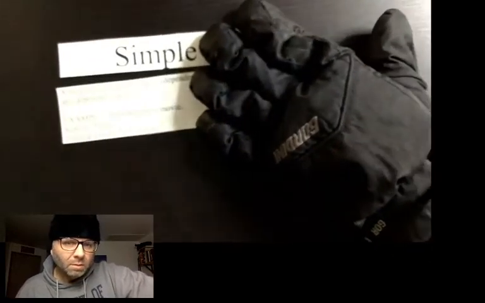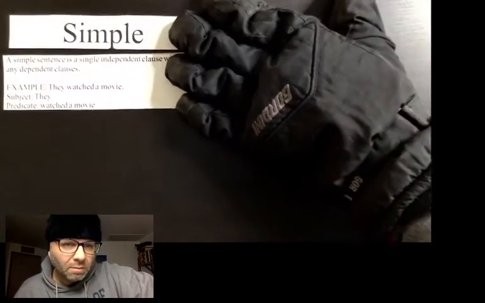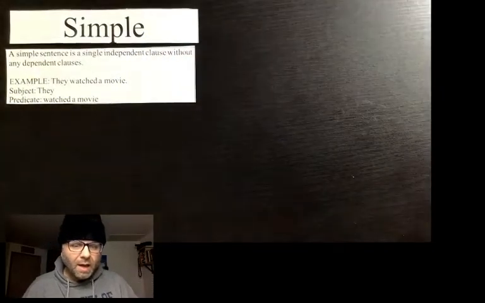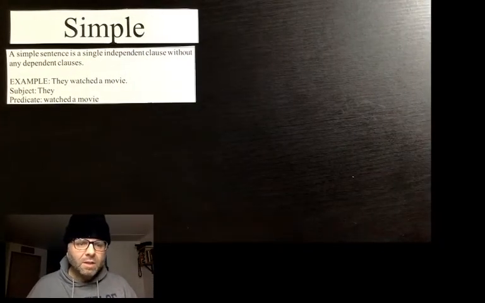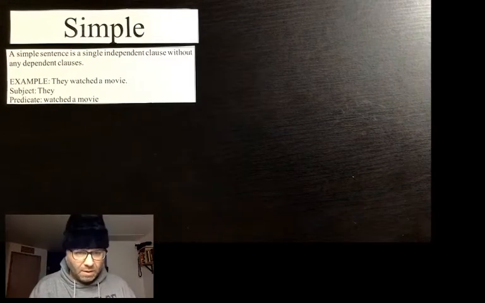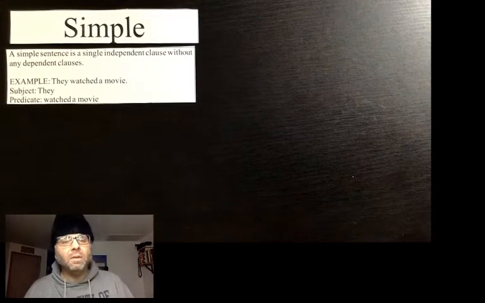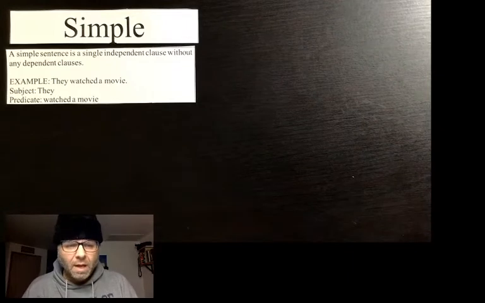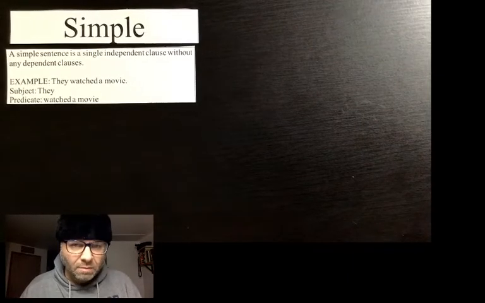Now the first type of sentence that we're going to look at is one that is very basic, very bare bones. This is the type of sentence that you probably first learned to write. It is called a simple sentence. A simple sentence has a single independent clause without any dependent clauses. For example, they watched a movie. There's one subject and one predicate.